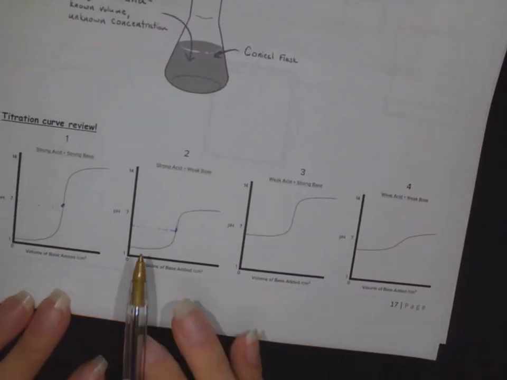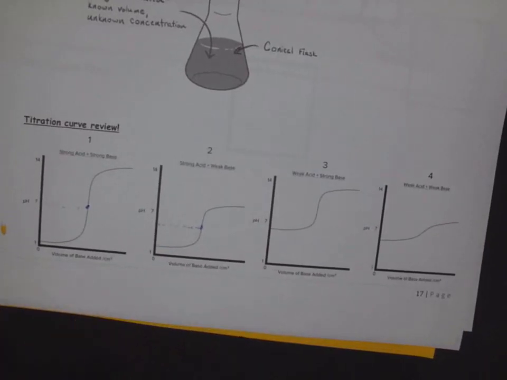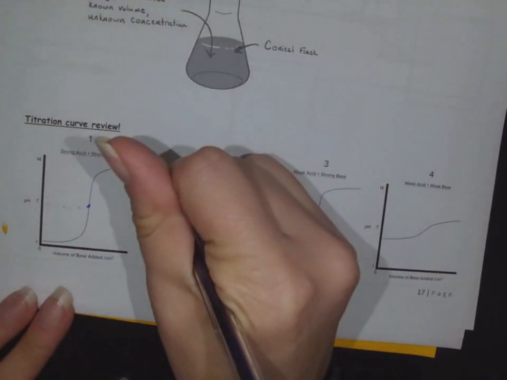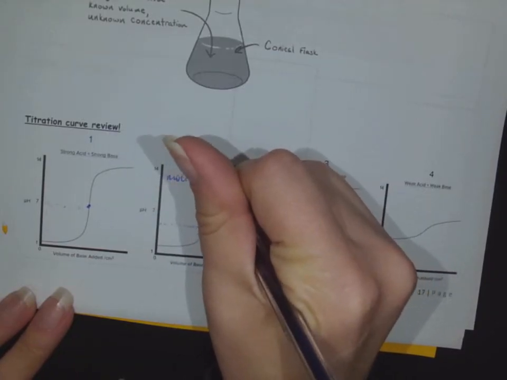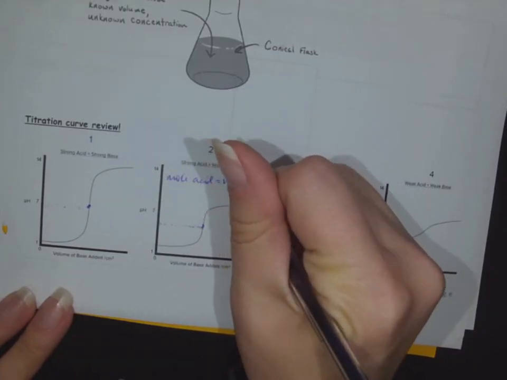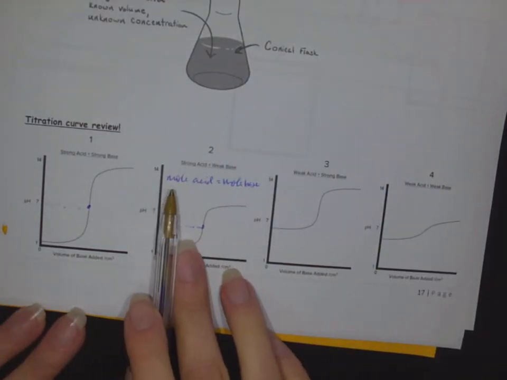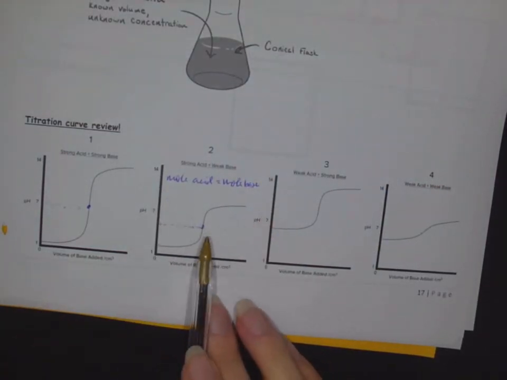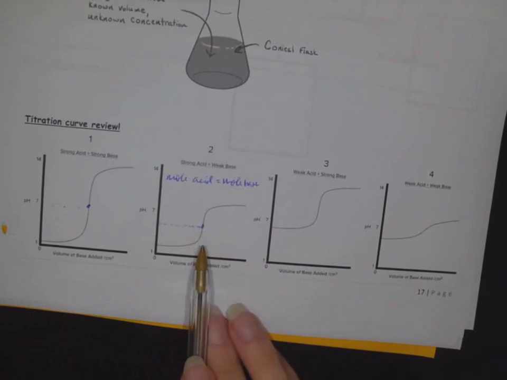Now, this makes sense that the equivalence point would be below 7, because we're saying that the moles of the acid, which is strong, is equaling the moles of the base, which is weak. So if we have equal amounts of strong acid and a weak base, then our pH would be on the acidic side. It would be below 7.